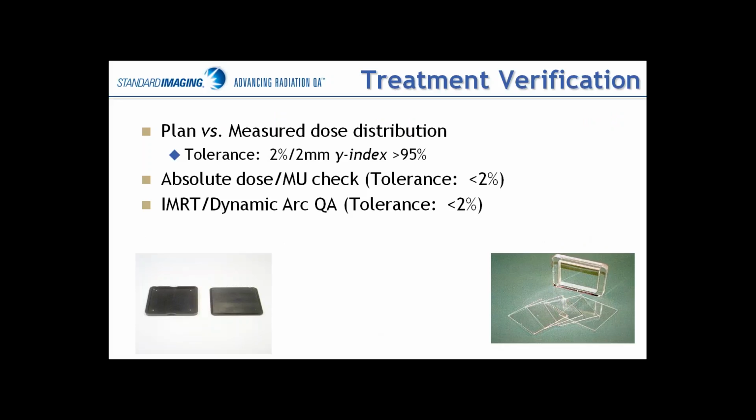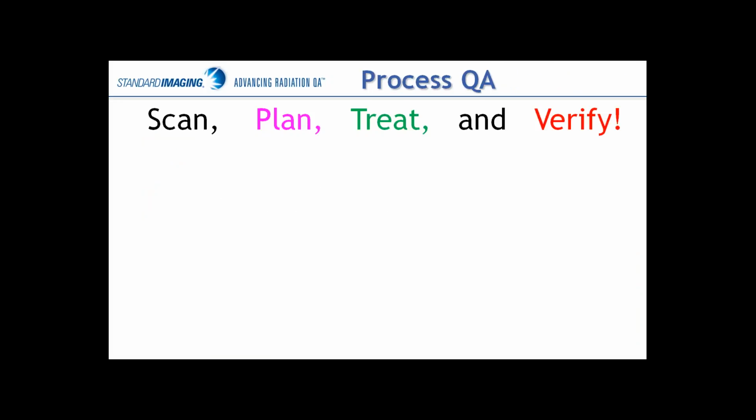In addition to just a point measurement of planned versus measured, we can look at the MU check as well as your IMRT type plans as well. So a conformal delivery, again measuring with an ion chamber or a film.